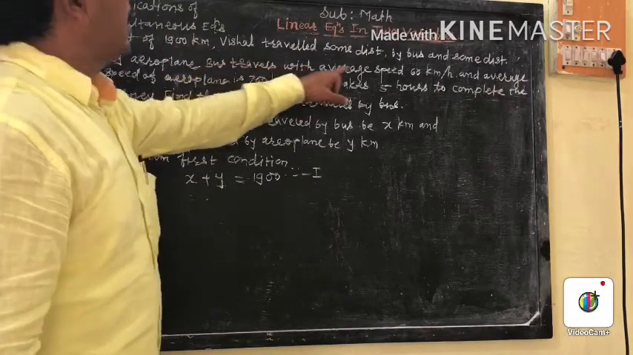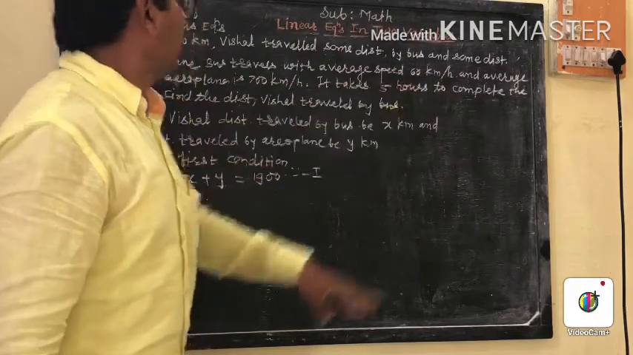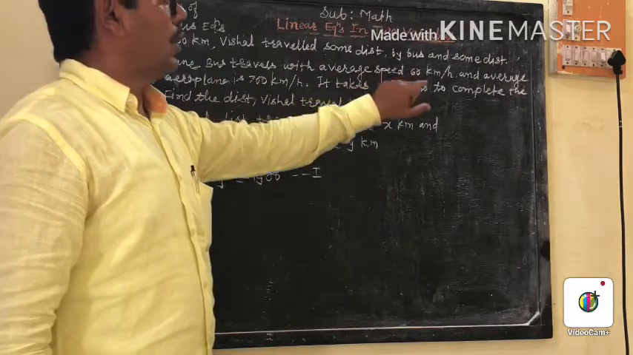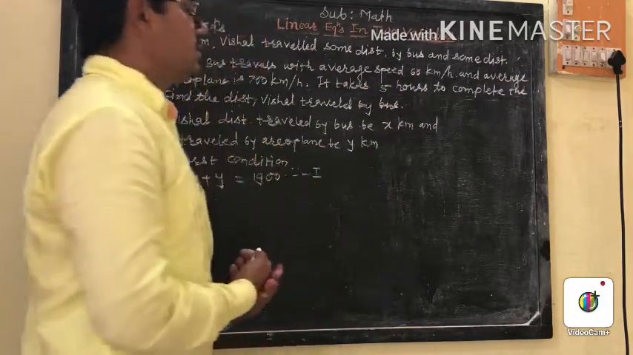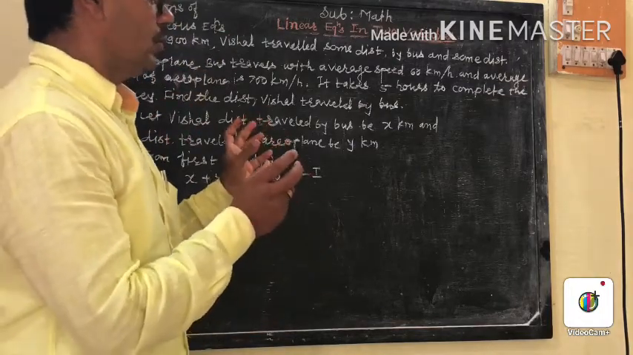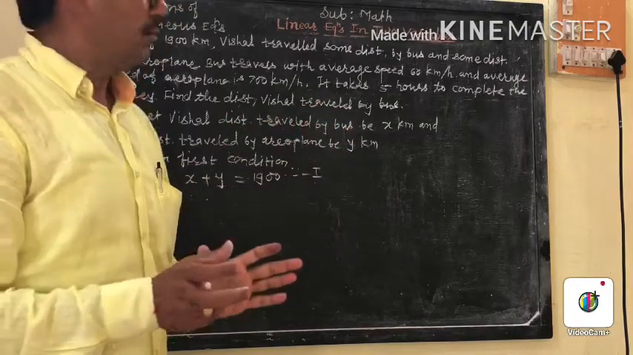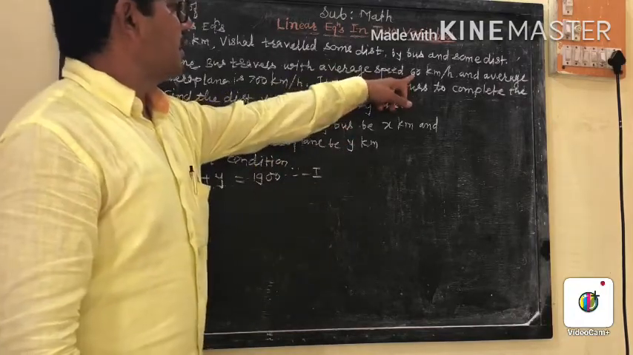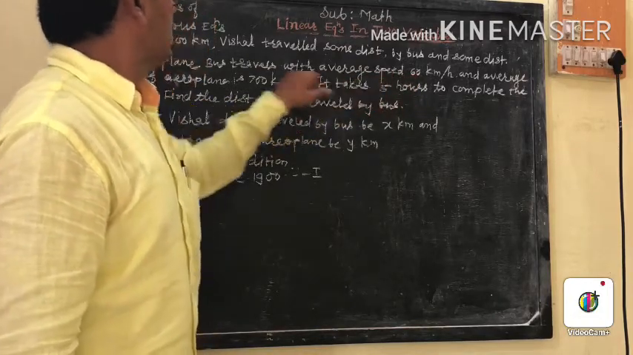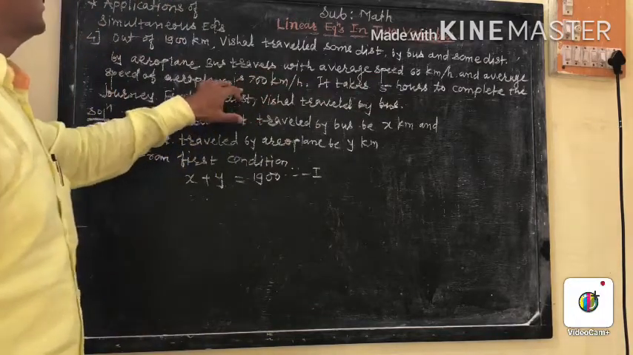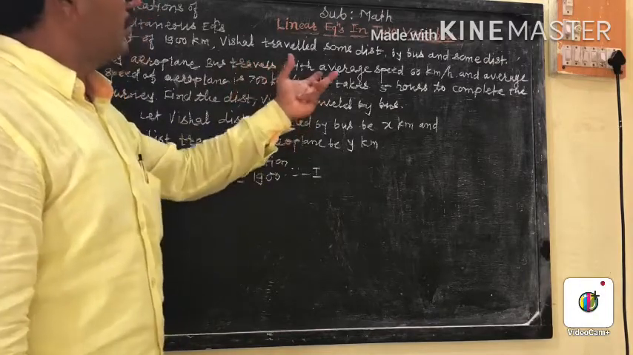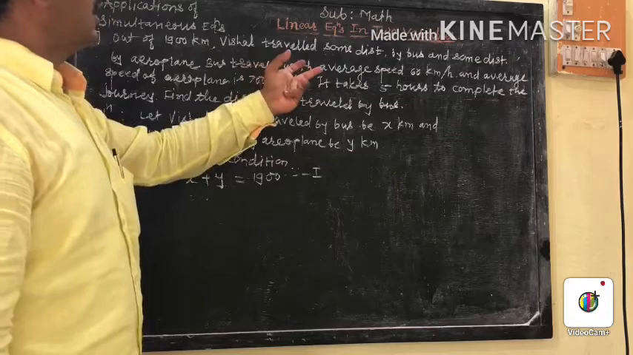The bus travels with an average speed of 60 km per hour and the average speed of the aeroplane is 700 km per hour. It takes 5 hours to complete this journey. This means we have to make the equation not in terms of speed but in terms of time. So 60 km per hour is the speed of the bus, and 700 km per hour is the speed of the aeroplane. Find out the time taken by Vishal to travel by bus.